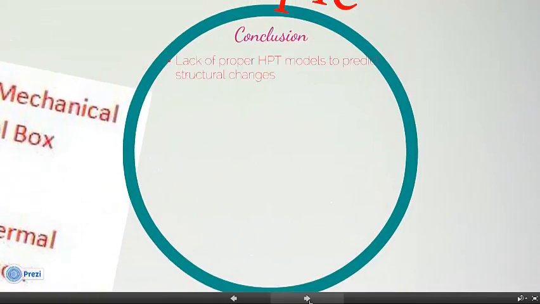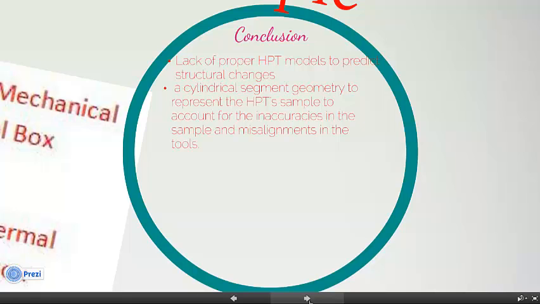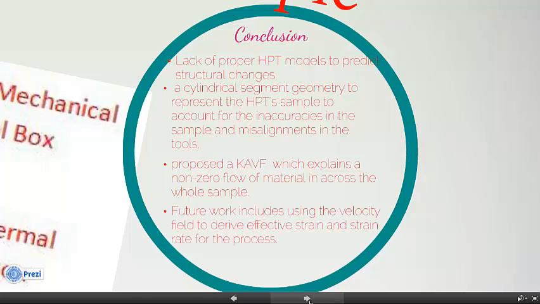Important conclusions we can make here: currently the existing high pressure torsion models are not adequate to describe the experimental observation. A cylindrical segment geometry was used here to account for inaccuracies in the sample and misalignment in the tools. We propose a kinematically admissible velocity field which fully explains the non-zero flow of material across the whole sample. Since we have the description of the velocity field, one can use this to develop accelerated components and effective strains, and that should be enough to describe the structural changes within the non-ideal sample.